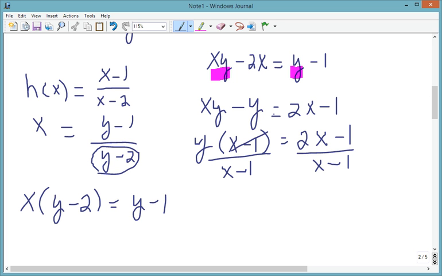Right? So I've got y, or that is inverse of h, is equal to 2x minus 1 over x minus 1. And that's a function, right? That's a good function. And so I know that the other one was a function, a one-to-one function as well.